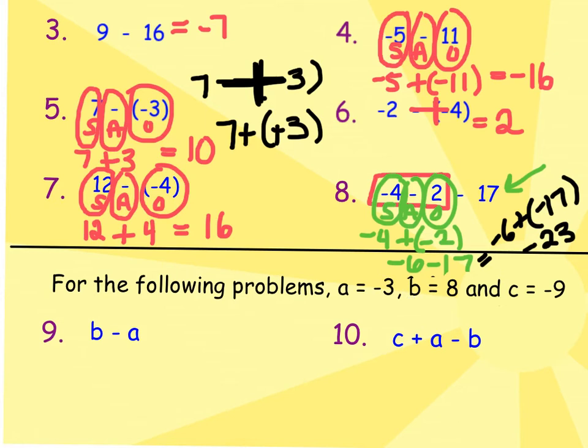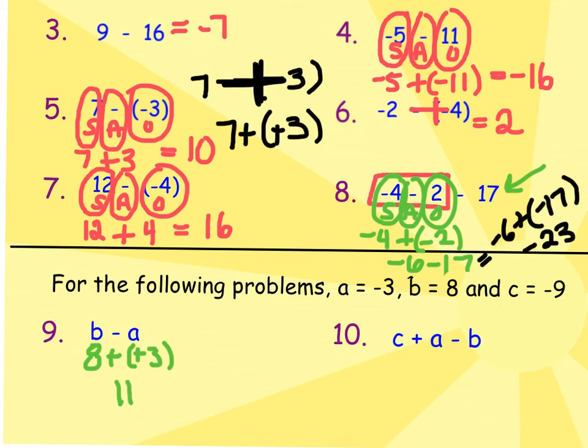On numbers 9 and 10, we're now using variables, and we have to substitute in our numbers for our variables. So in number 9, if we have b minus a, really carefully we're going to think about that, because if I substitute in 8 where the b is, and then I bring down that minus sign, then I have a, and a is -3. Here I have a bloop bloop, or I can use SAO because it's subtraction, and I end up with 8 plus 3, which is 11.